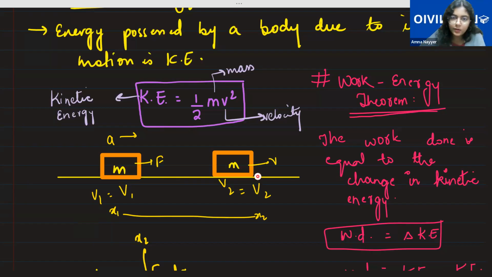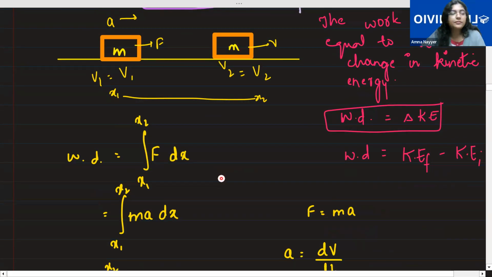Now, for this, often a question comes to prove it. Prove that work done is equal to change in kinetic energy, or write the statement of work energy theorem, derive it. So derivation is very simple.